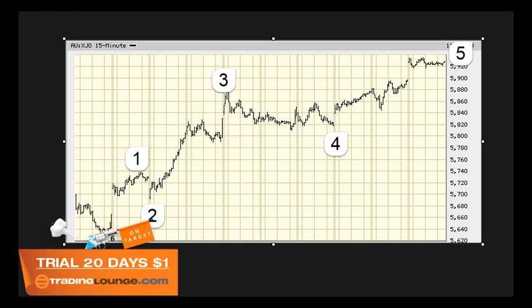So wave 1 here and wave 2 on the cash market. This is a 15-minute chart. A nice strong third wave here, an A and a B and a C for wave 4, and then moving up here for wave 5.